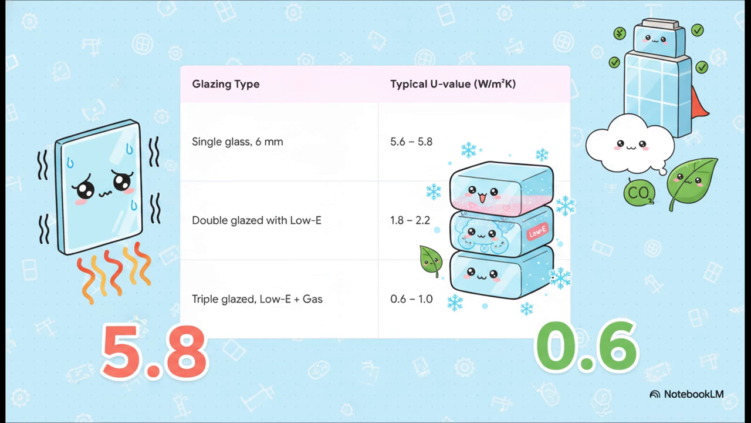But getting the glass strong enough isn't the whole job. We also have to minimize heat transfer, measured as the U value. Upgrading from a simple 6mm single pane to a double or triple glazed unit with a low E coating and argon gas can drastically cut that U value down, from a pretty poor 5.8 all the way down to a super efficient 0.6. For a massive glass skyscraper, checking this box translates to enormous savings in cooling energy.